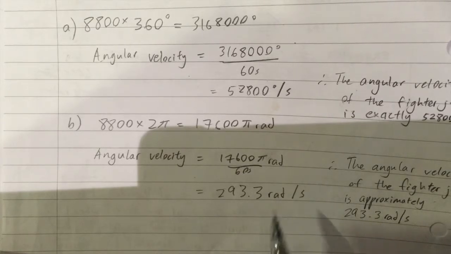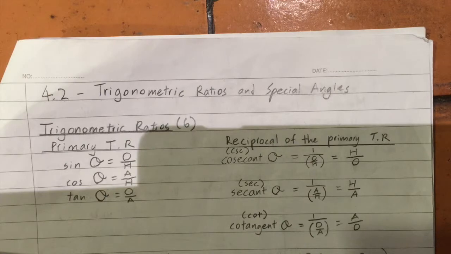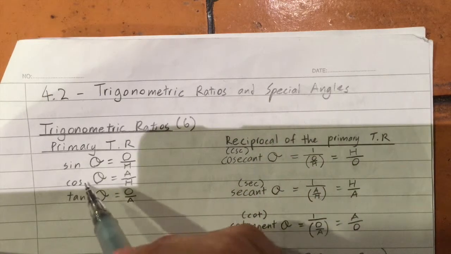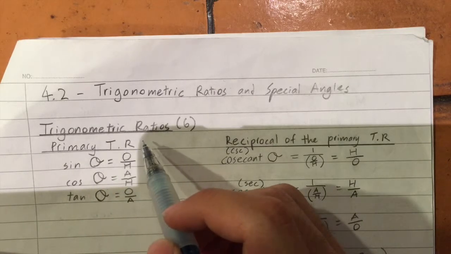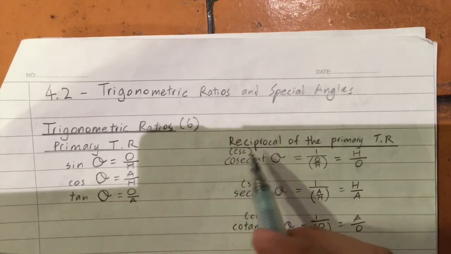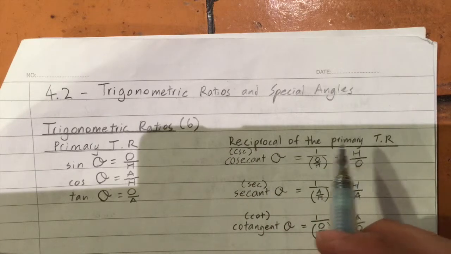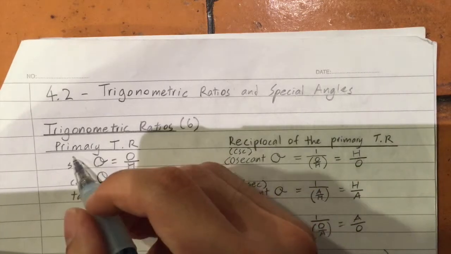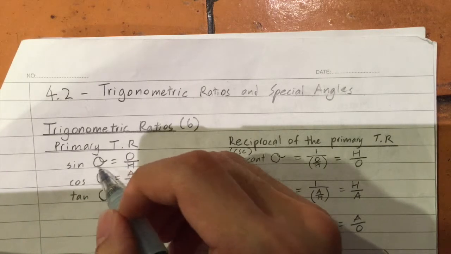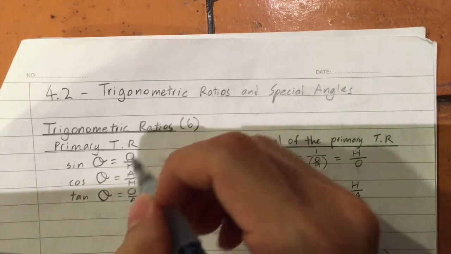That is Chapter 4.1. Next chapter is trigonometric ratios and special angles. There are 6 trigonometric ratios. 3 are primary trigonometric ratios, and another 3 are reciprocals of the primary trigonometric ratios. Among the primary trigonometric ratios are sine theta, cosine theta, and tangent theta.